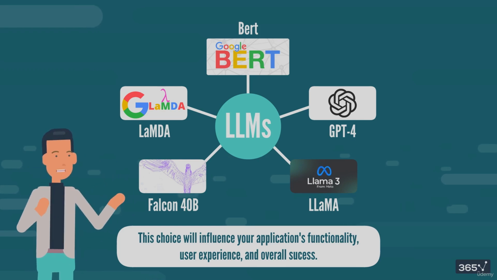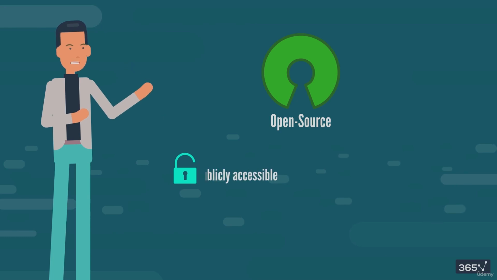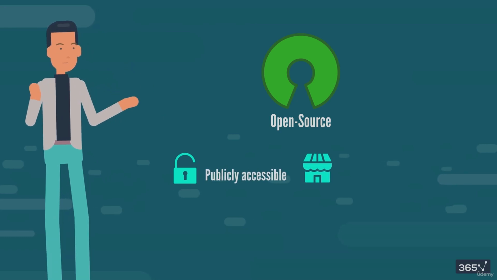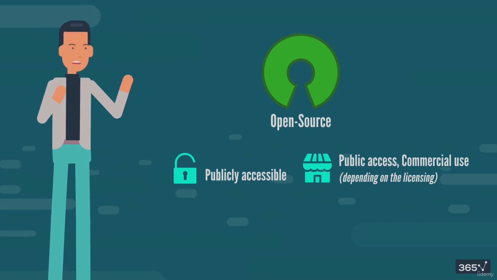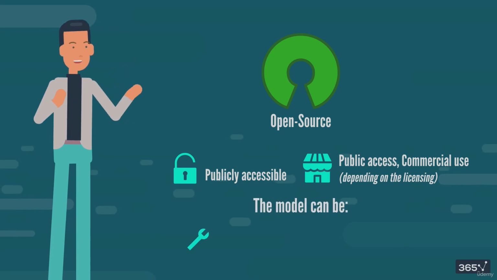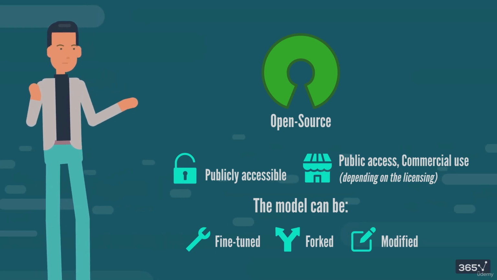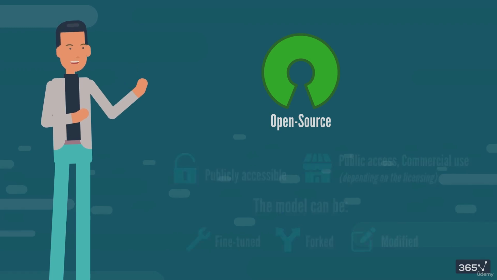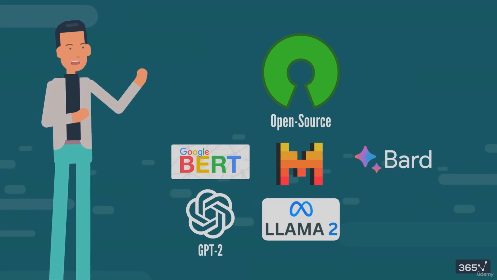One key factor in this decision-making process is whether the LLM is open source or closed source. Open source models are publicly accessible and, depending on their licensing agreements, can often be utilized for commercial purposes. The flexibility of open source models is one of their most significant advantages. Users can fine-tune, fork, or modify these models to better suit their specific needs or integrate seamlessly with their systems. Examples of open source models include BERT, GPT-2, Mistral, Llama 2, BART, and Falcon.